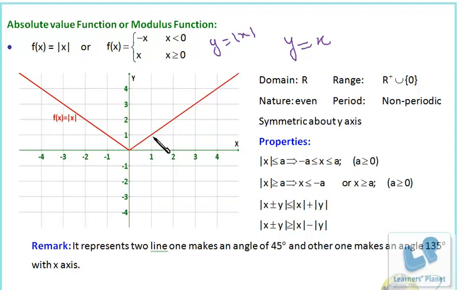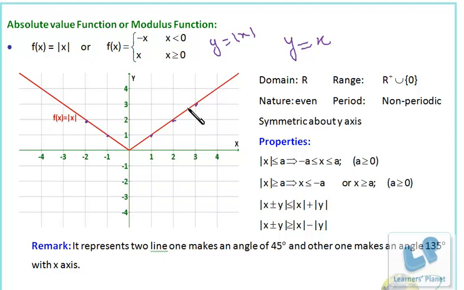If x is 1, y is 1. If x is 2, y is 2. If x is 3, y is 3. If x is minus 1, still y is 1. If x is minus 2, still y is 2, right? So we get a straight line passing through the origin in the first quadrant. Similarly, we get a line passing through the origin in the second quadrant. So finally, we get a shape of V as the graph of a modulus function, right?